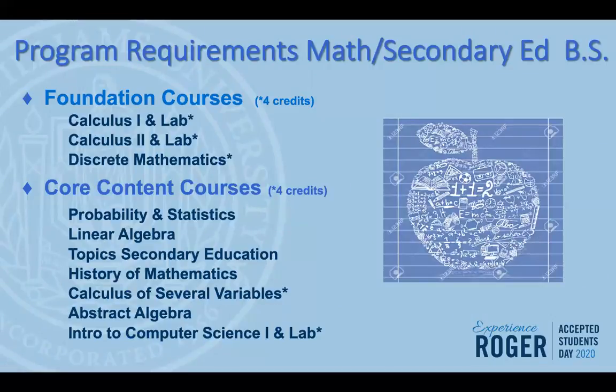The last major, the math ed major, is essentially a double major. So you are doing mathematics and education, so you have to do two majors. Again, the core classes are the same: Calc 1 and Calc 2, and Discrete Math. Then the core content classes are slightly different from the mathematics major. Here you have, in addition to the courses we saw before, topics in secondary education, history of math, and a course called Intro to Computer Science and Lab. This is essentially for students who are interested in teaching in middle school or high school. Again, this is a double major, so in addition to this major that you see here, you need to do a major in education.